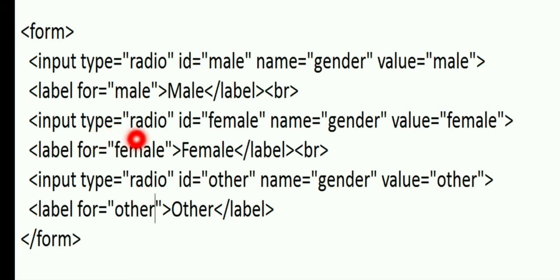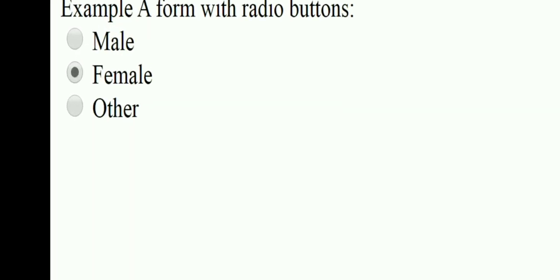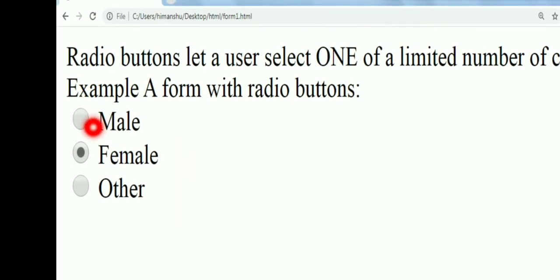After that I have again defined another input type is equal to radio for the female. After that I have defined a label for the female. After that I have defined a radio for the other and a label for the other. After that I have closed the form. The output of this code will look like this. This is the output of the radio button.